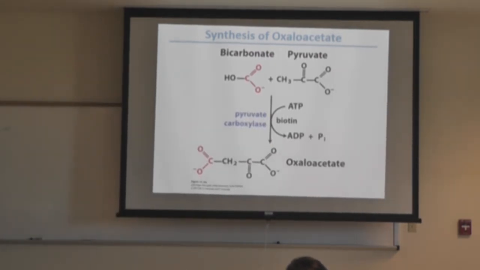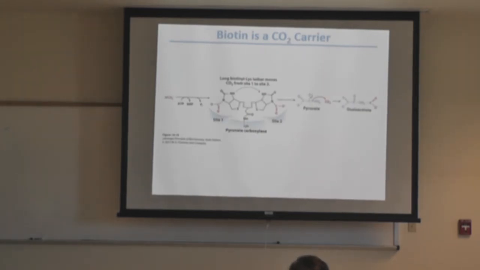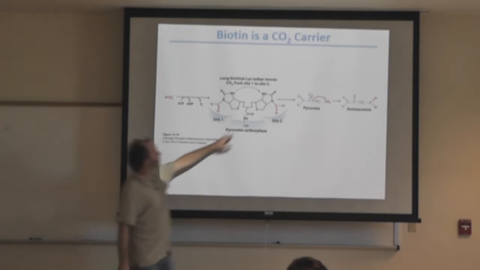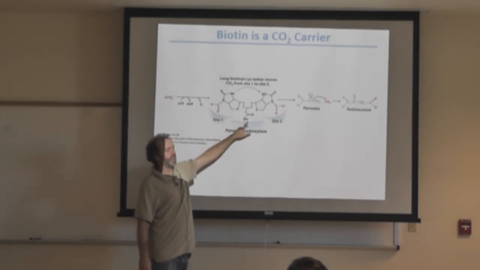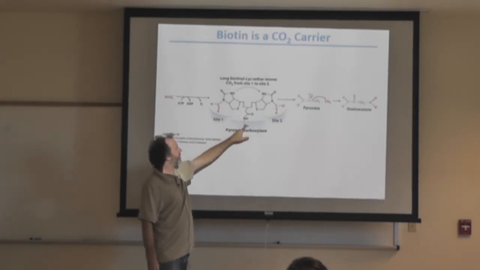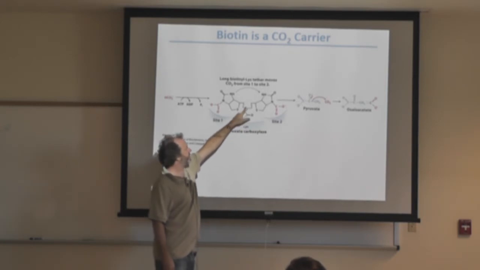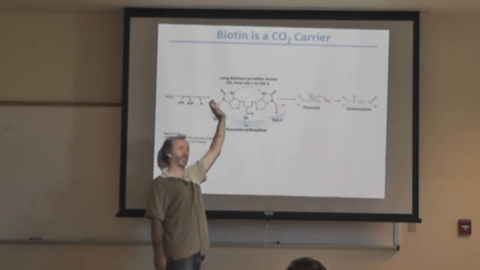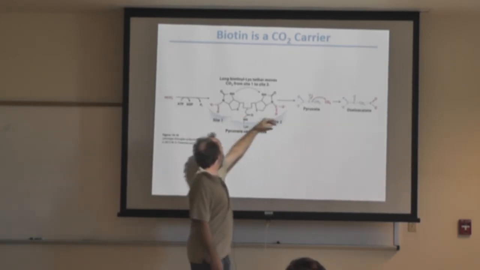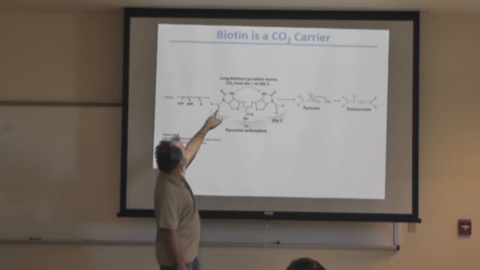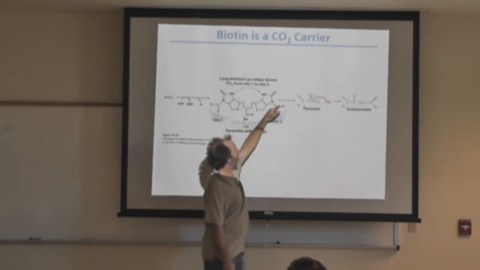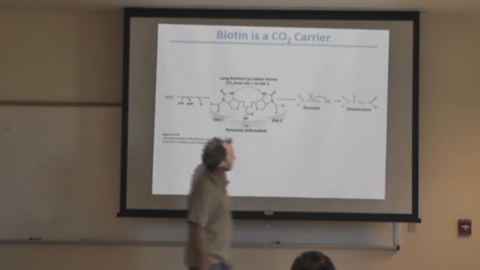And it does this at an enzyme that has 2 active sites, and biotin is on a tether. It's at the end of a lysine chain and then has a long chain itself, and it can swing from one active site on the enzyme to the other. At one site, it picks up the carboxy group. At the other site, it delivers that carboxy group and adds it to the pyruvate.